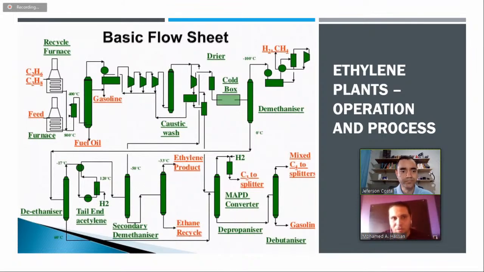The treated feed from the amine unit is sent to the first economizer to preheat the feed before sending it to the convection section, and then the feed from the convection section is sent to the second economizer, which is used to preheat the feed a little bit before injecting it to the radiant section in the cracking furnace. The effluent from the furnace is cooled in the first economizer, and then further cooled in the secondary economizer before being routed to the quench tower.